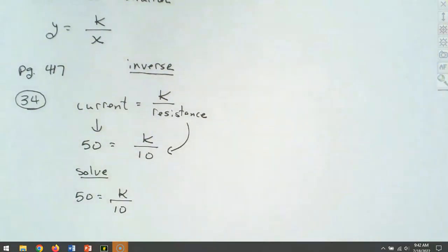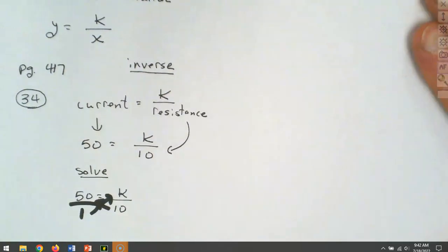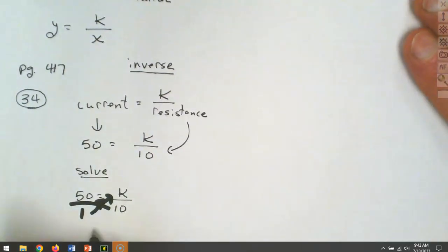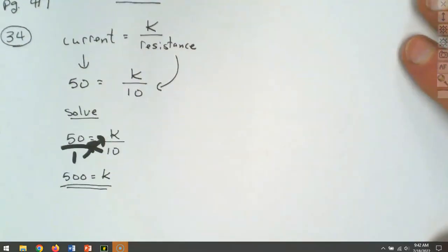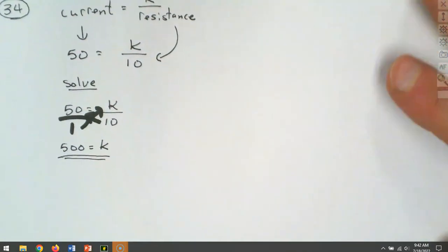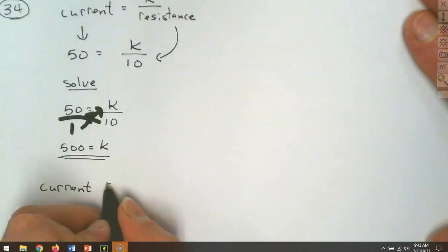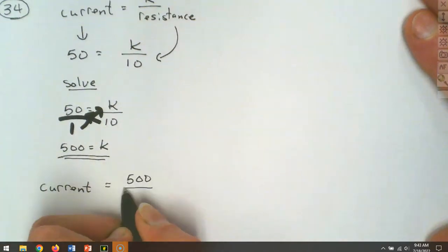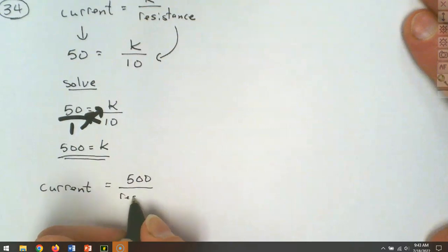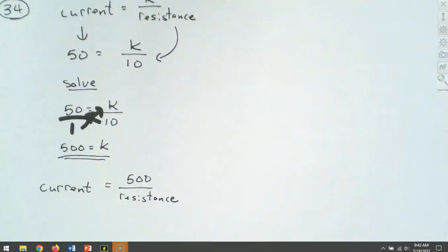So how do we solve this for K? Very simply, we just do what? Cross multiply. And so 50 times 10, that makes it 500. So that's our value of K. That's all we have to do. Now, once we have found our value of K, then we can rewrite. So now our current is going to equal now 500 over the resistance. That's our new formula.